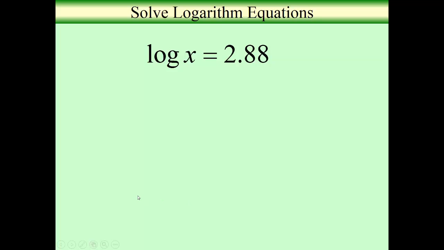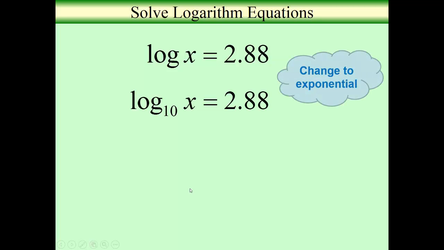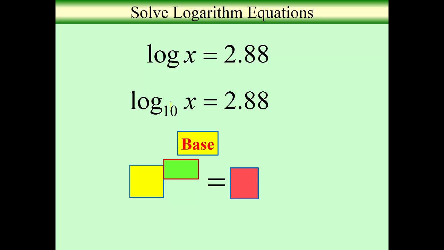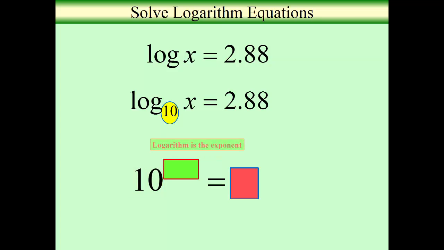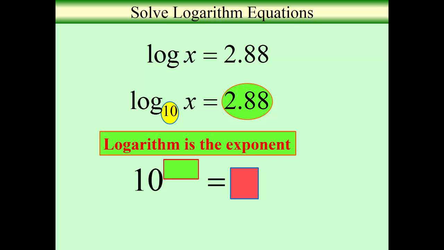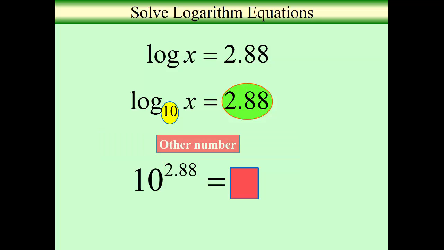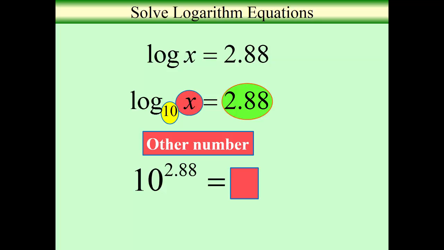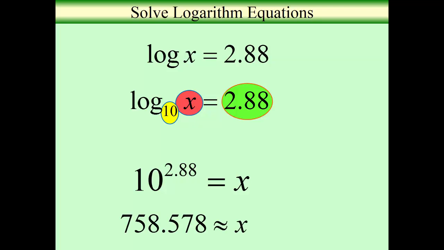Now let me show you about solving equations. And here we've got the log base 10 of x. So I'll put the 10 on there. Then we convert to exponentials. Here's the 3 steps. Base, that's the 10. The logarithm is the exponent, that's the 2.88. And then the other number is the x. And so this is the answer. We can type that in our calculator if we need a decimal value.